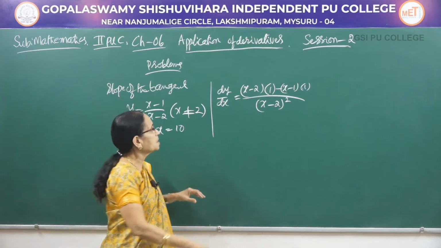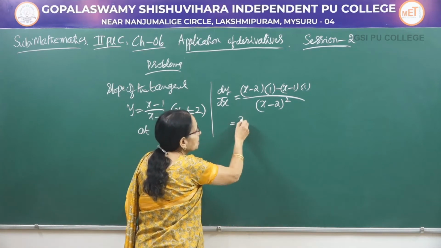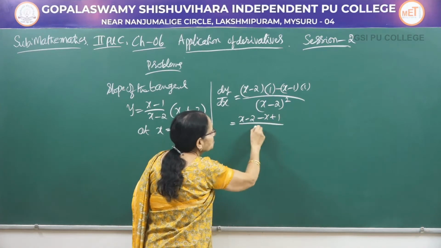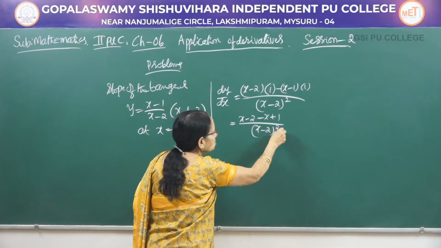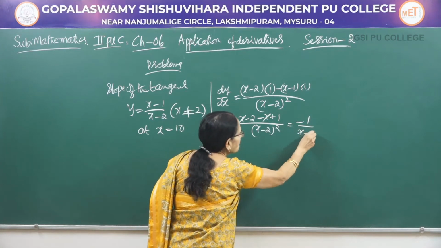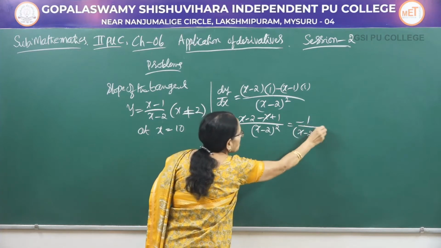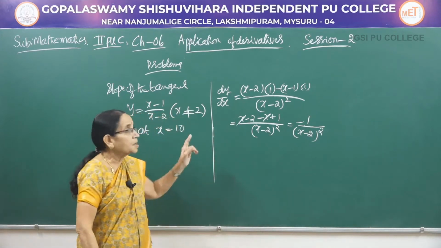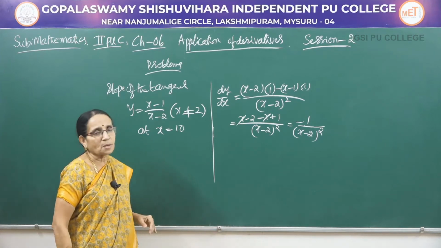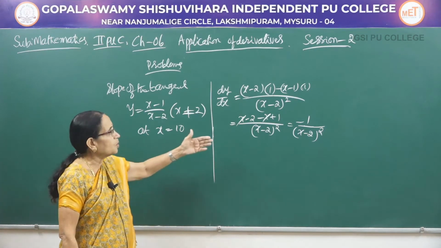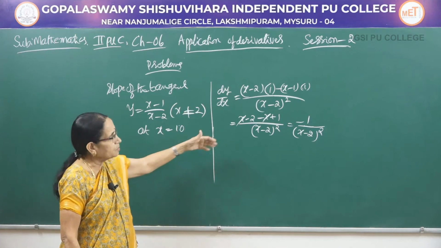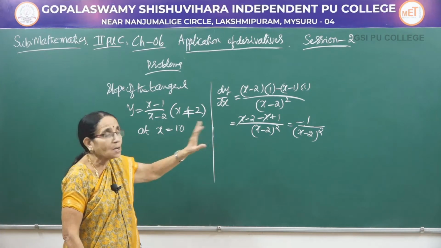Now, let us simplify the numerator: x minus 2 into 1, then minus x, minus of minus, plus 1, divided by x minus 2 the whole square. So, x and x are cancelled. What is remaining? Minus 1 divided by x minus 2 the whole square. This is dy by dx, the derivative of the function. But we want the slope of the tangent. Here the value of x is directly given, because dy by dx involves only the variable x.